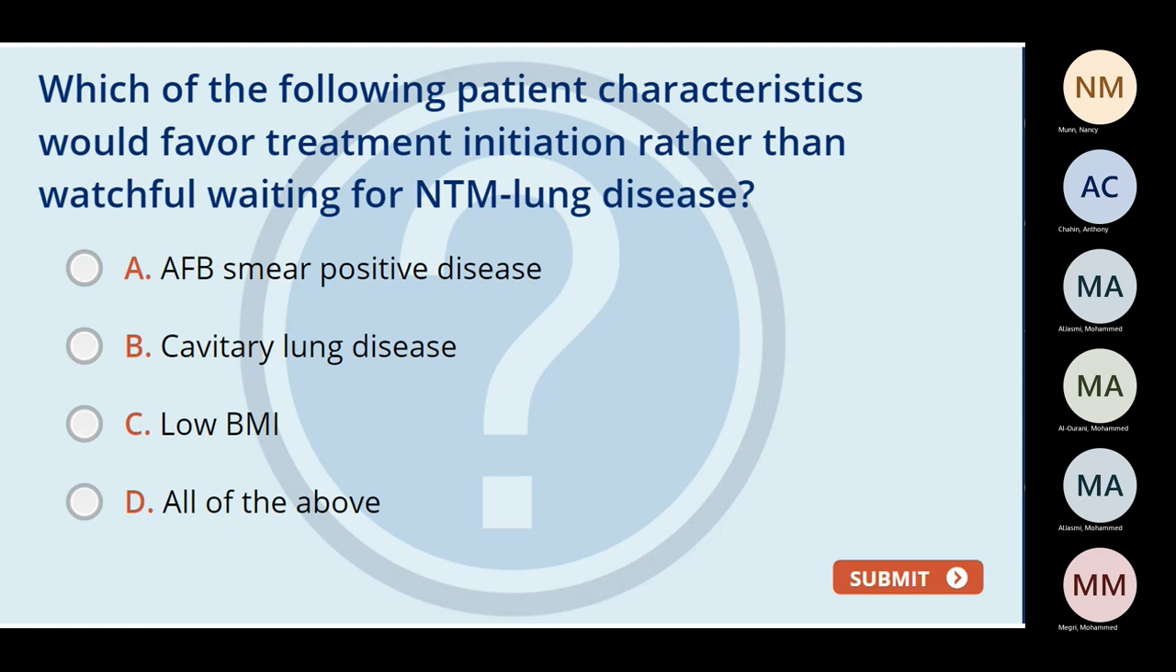Okay, Abdulrahman. Which of the following patient characteristics would favor treatment initiation rather than watchful waiting for NTM lung disease? AFB smear positive, cavitary lung disease, low BMI. The only one that I'm not sure about is low BMI, but for sure it is A and B. Low BMI is a reason to consider treatment, but positivity of a smear and of course cavitary changes are a strong indication for treatment. All of the above. Actually, C maybe has... you don't treat unless the patient is symptomatic. For the AFB smear positive? No, the positive smear indicates a high burden of the infection and you treat.